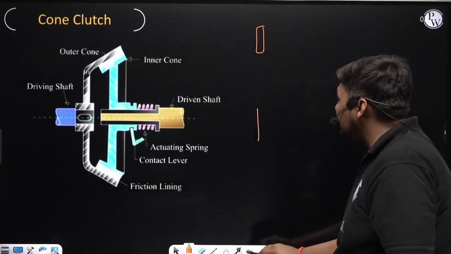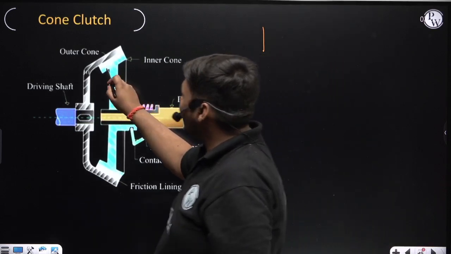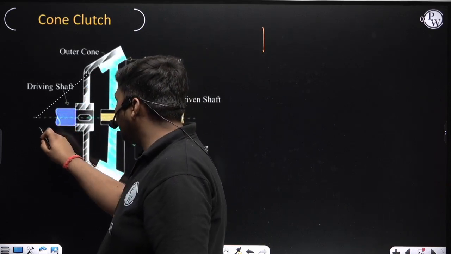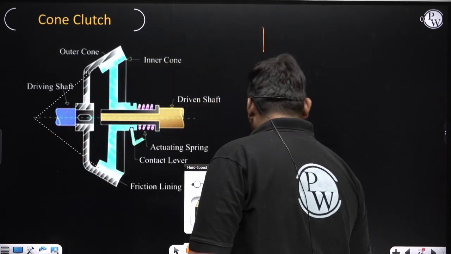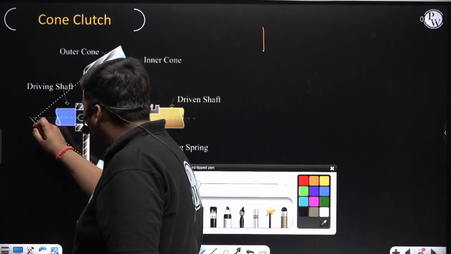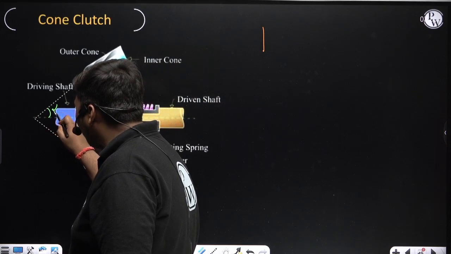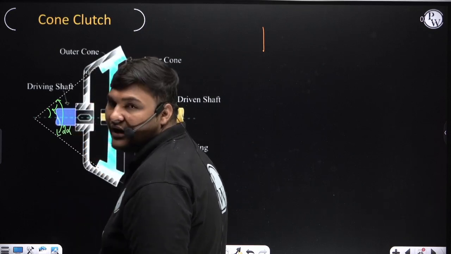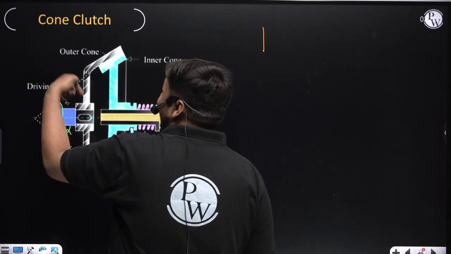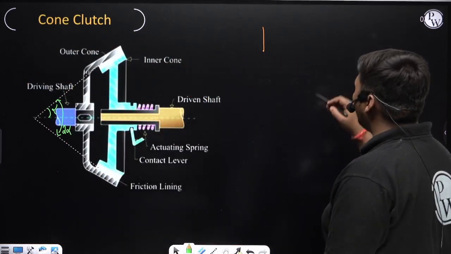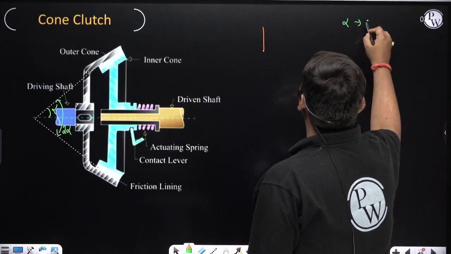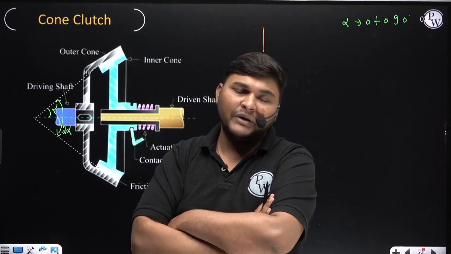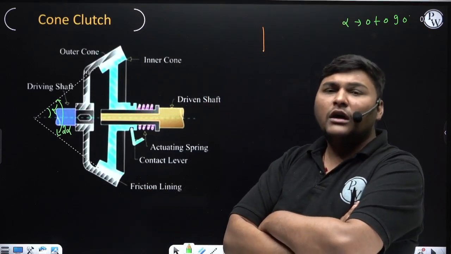But here, if you see the cone clutch, and I extend this friction lining surface along this direction, I will draw this line. You can see the angle of this line from the longitudinal axis. Suppose I denote this angle as alpha. So if this angle is alpha, the complete angle will be 2 alpha. This alpha is more than 0 but less than 90. Means, can I say for a cone clutch, alpha is between 0 and 90 degrees, and for a plate clutch, alpha is 90 degrees. So if alpha is 90 degrees, that is a plate clutch. If alpha is less than 90 degrees, then it is a cone clutch.